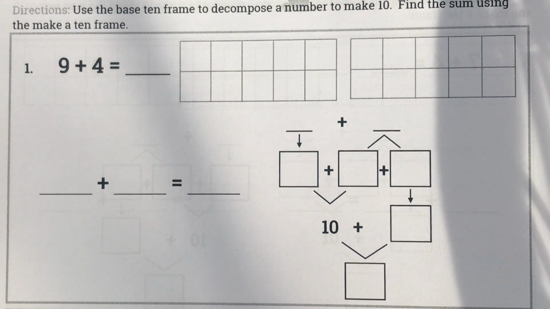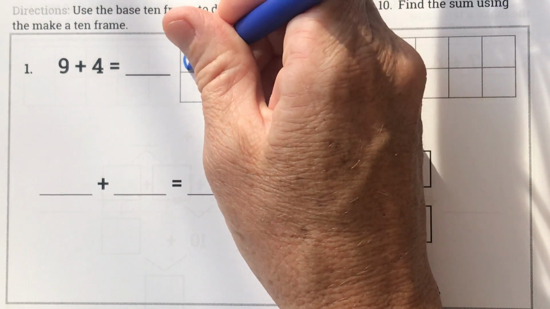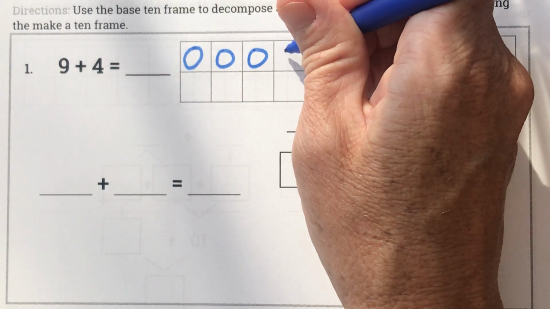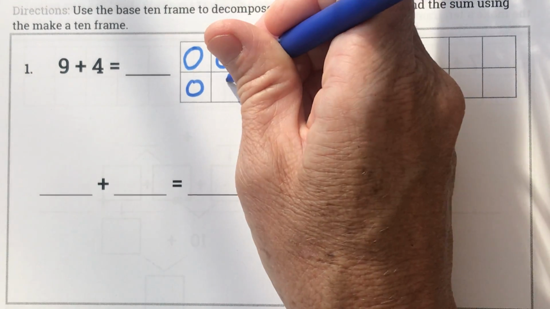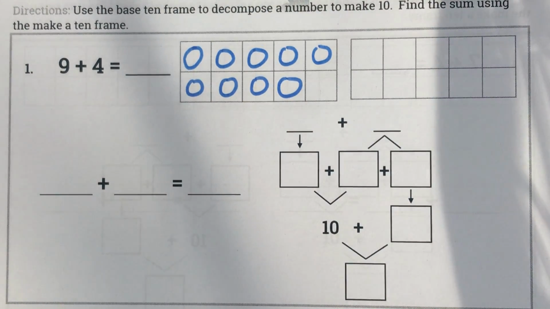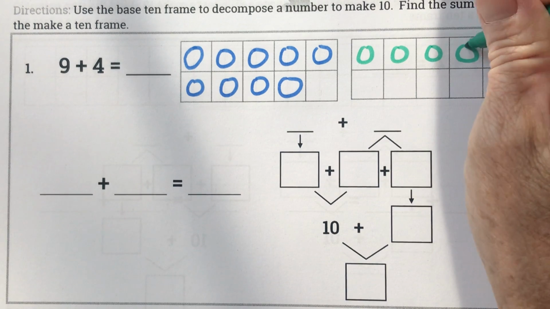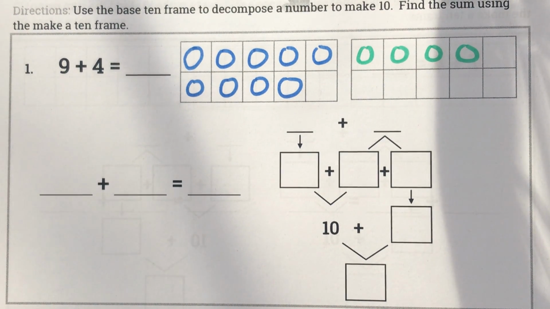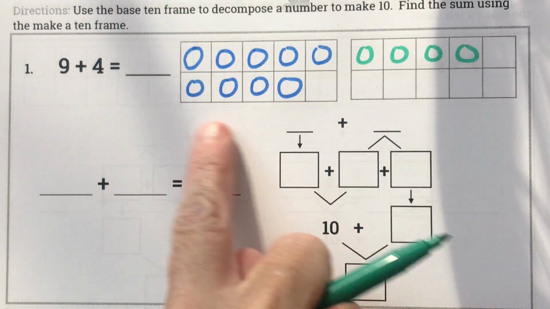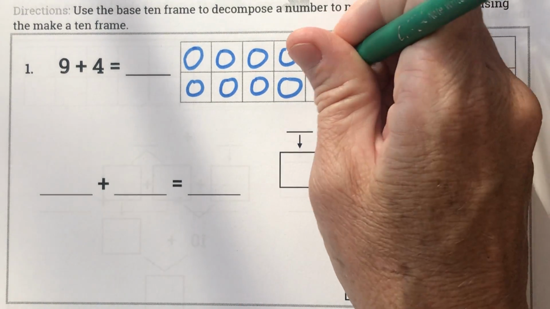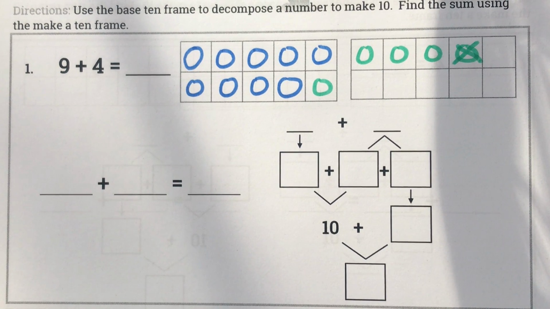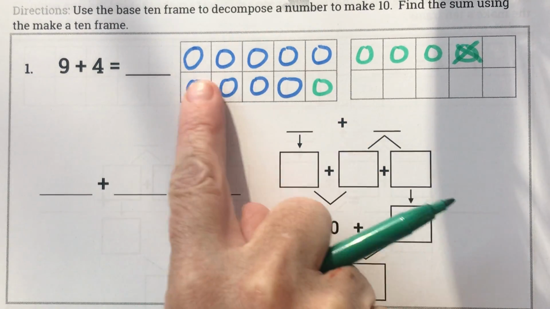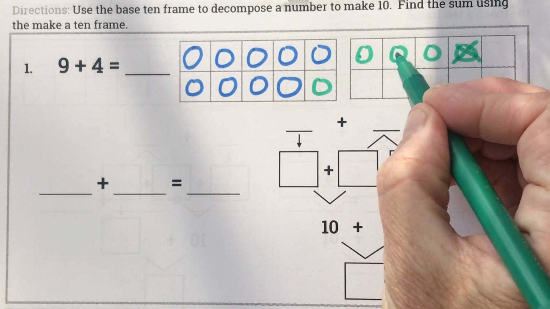Okay, so our first addend is 9. 1, 2, 3, 4, 5, 6, 7, 8, 9. And our second addend is 4. 1, 2, 3, 4. Okay, so remember our goal is we want to fill in a base 10 frame. So let's take this one away and put it over there. Okay, so now we can use the counting on strategy and say I have 10, because this is a base 10 frame. So I have 10, 11, 12, 13. Our sum is 13.